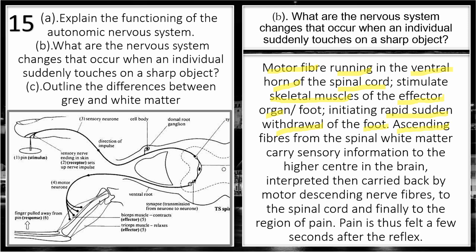The ascending fibers from the spinal white matter carry the sensory information to the higher center in the brain, which is interpreted. Then it will be carried back by the motor descending nerve fibers to the spinal cord, and finally to the region of pain. Pain is thus felt a few seconds after a reflex.